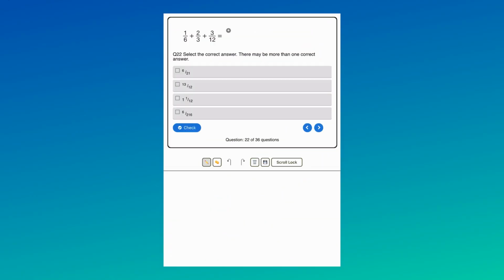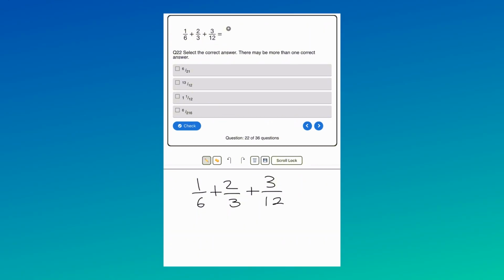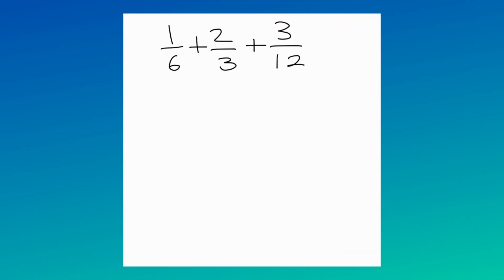Question 22. We have a sixth plus 2/3 plus 3/12. Now, when you're adding fractions, like when we take away fractions that we did in a previous question, we need to make sure that our denominators are the same for all of the fractions. Now I'm going to look at my numbers 6, 3 and 12 and think, is there a number that all of them go into? And there is, it's 12. So I'm going to make my denominators 12 for all of the fractions.